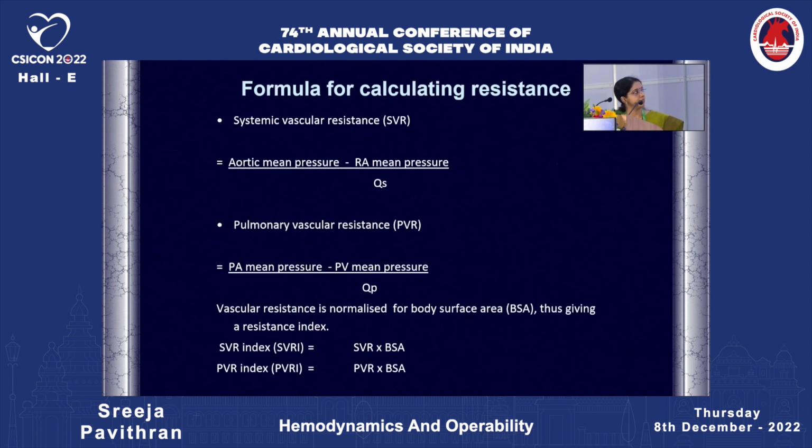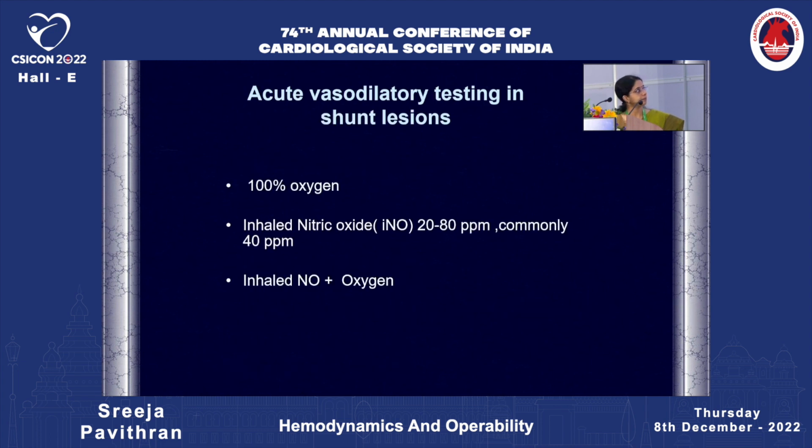Now, how do you calculate SVR and PVR? SVR is calculated by aortic mean pressure minus RA mean pressure divided by QS, and PVR is PA mean pressure minus PV mean pressure divided by QP. And to calculate the indexed value, you have to multiply it by the body surface area. So that means PVRI, the indexed PVR, which is an important value, is derived by multiplying the body surface area with the PVR.